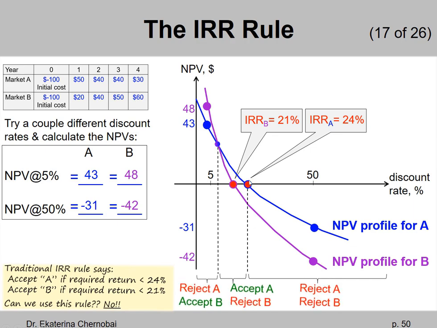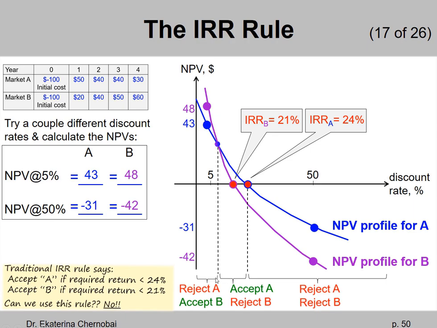But once we exceed the IRR for project A, the 24% rate, that's when both NPV lines are below the horizontal axis. So neither one of the two projects is good. They're both going to lose our money. So in other words, both projects would be rejected if the discount rate, the required return that's given, is greater than the IRR for project A, the 24% rate.